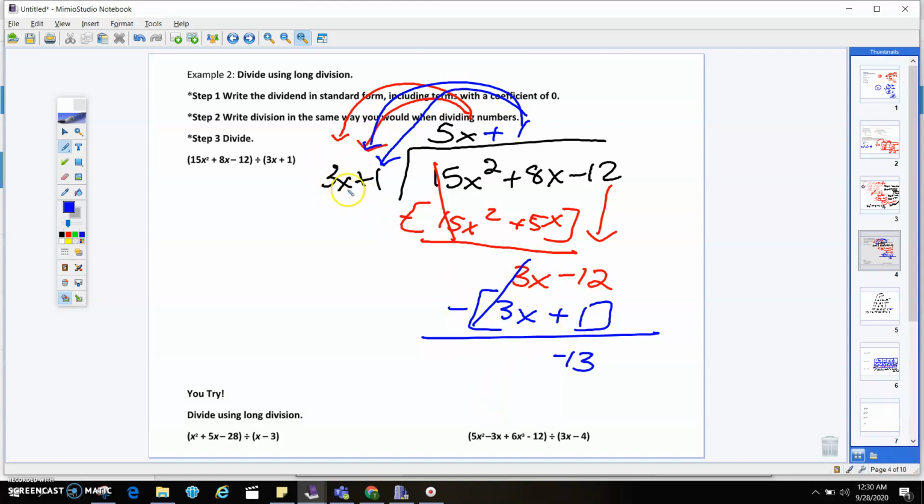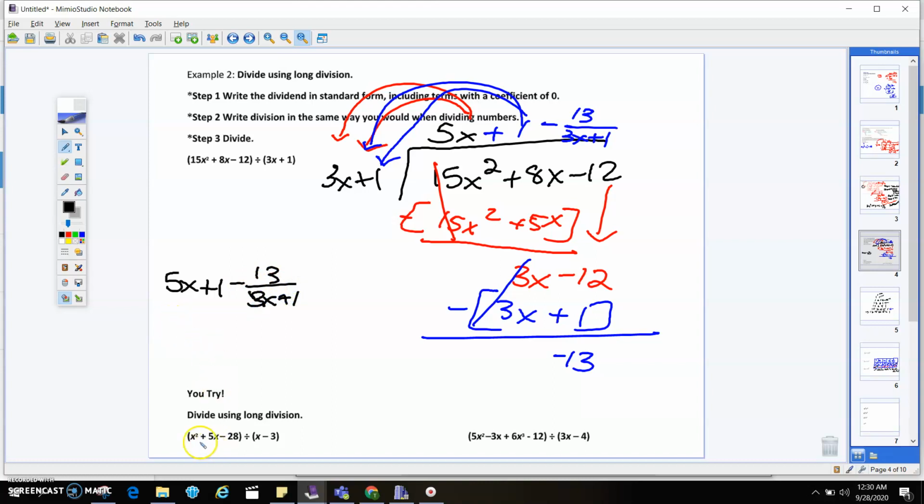Well, I can't repeat this process, right? Because nothing times 3x will give me negative 13. So this is my remainder. I'm going to take him, I'm going to write him up here at the top. And then I'm going to say 3x plus 1 down in the bottom. So my final answer written out is going to be 5x plus 1 minus 13 over 3x plus 1.